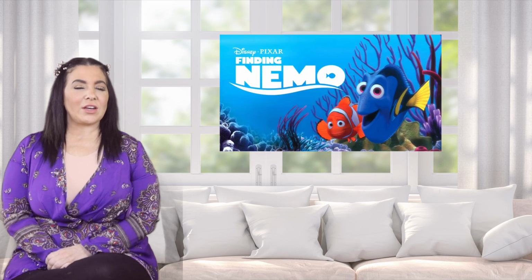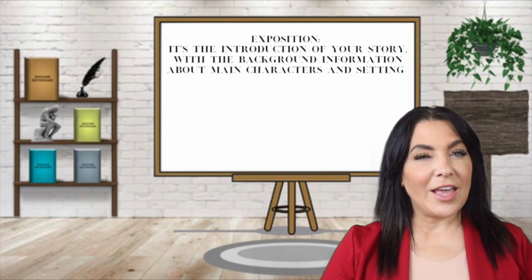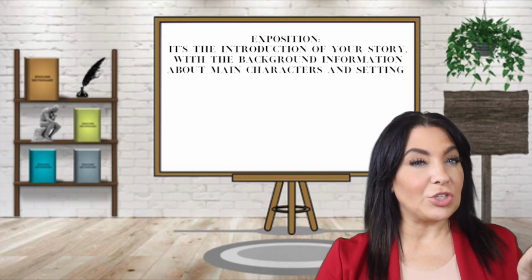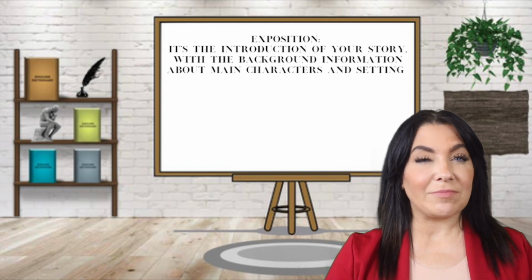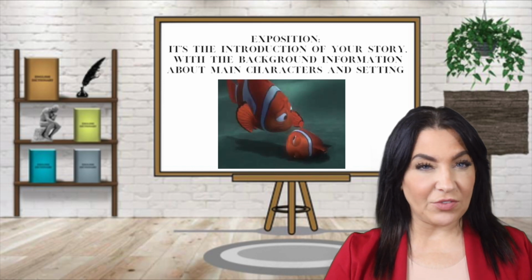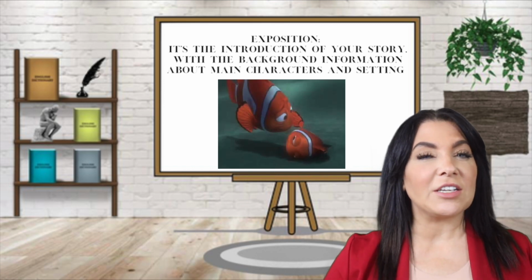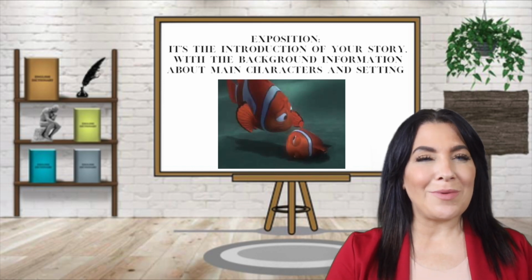Here is the short description of a narrative arc components with an example of Finding Nemo. Exposition. It's the introduction of your story with the background information about the main characters and setting. Nemo was a curious fish whose parents were overly protective as he was the only fish that remained.